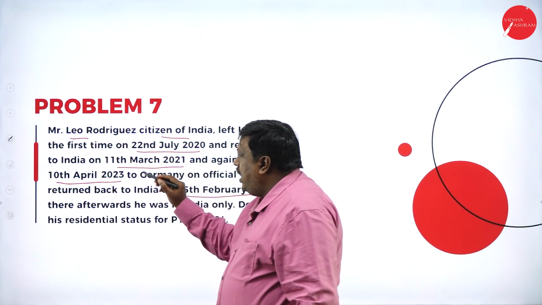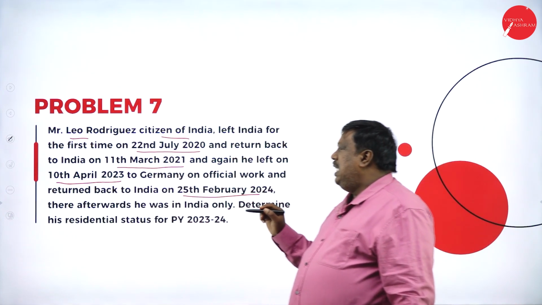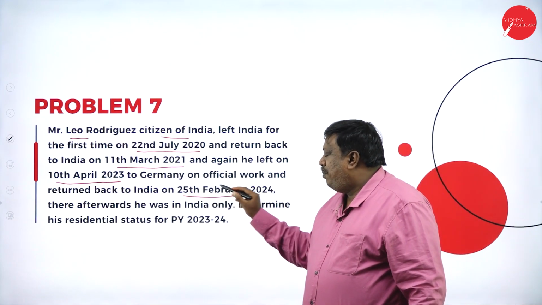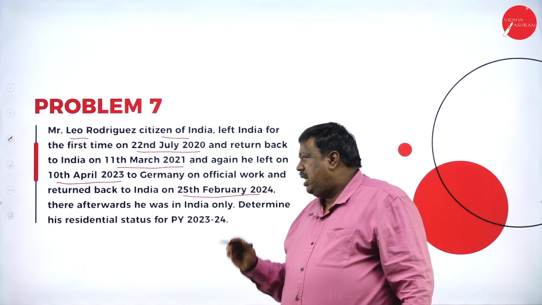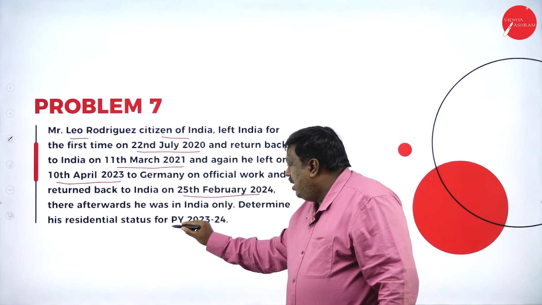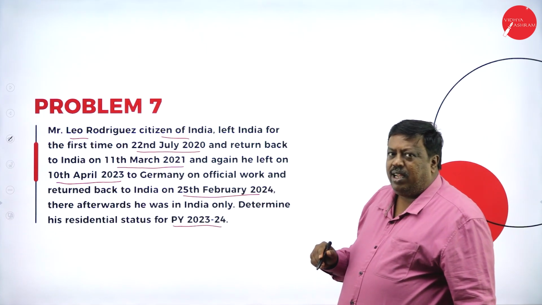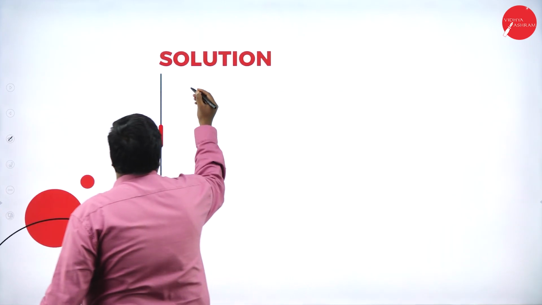Means up to 9th April, I was in India. From 25th February till 31st March 2024, I was in India only. So we have to determine the status for 2023-24.